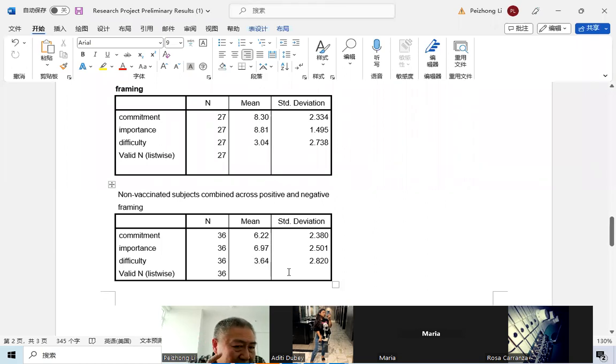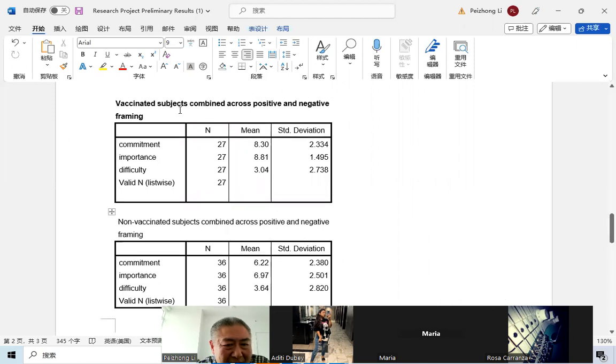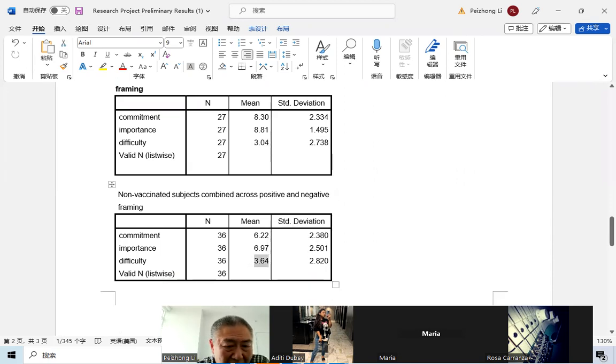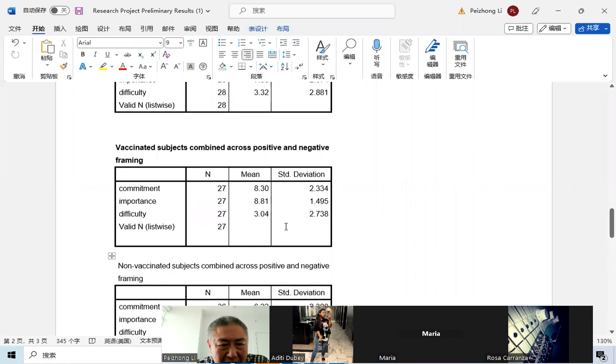And then how about difficulty? Is that the direction we are predicting? Yes, I'm predicting that vaccinated people will perceive the action as less difficult than those who are not vaccinated. No wonder the people who didn't get vaccinated perceive the task as more difficult. But this difference is rather small. I don't know whether it is significant or not. That looks like what we are predicting.